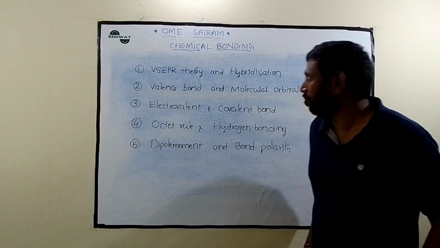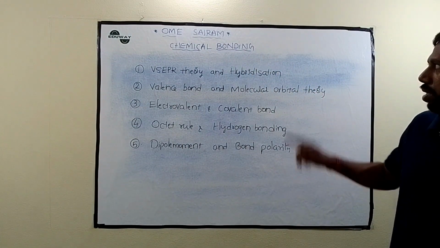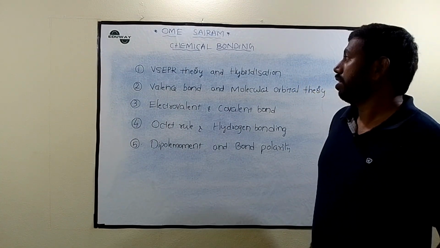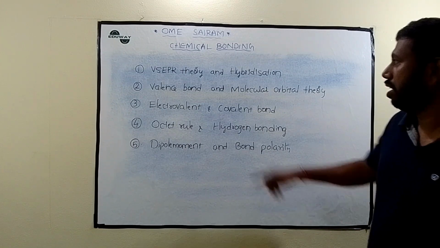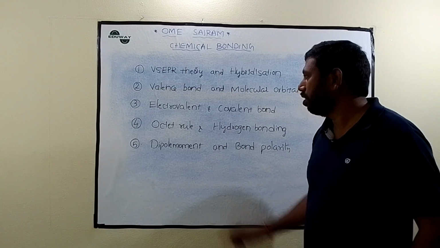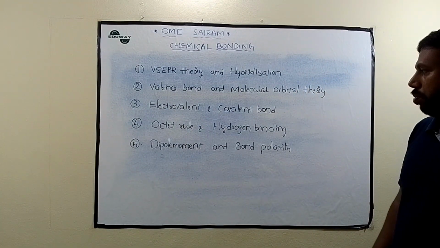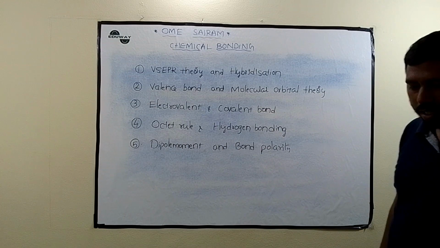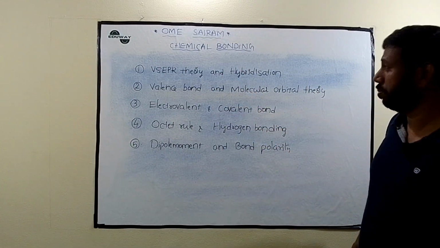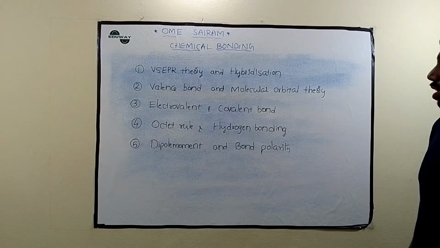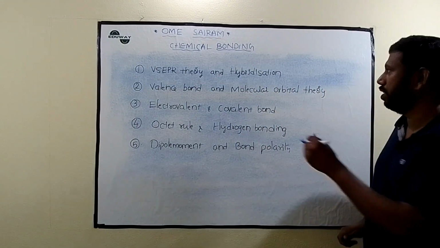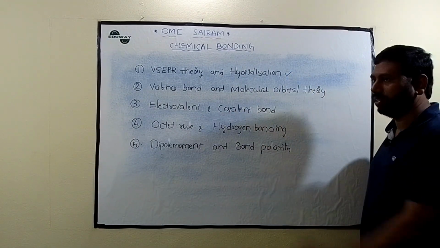Today I would like to discuss JEE Mains objective questions from chemical bonding. In chemical bonding, the major questions come from VSEPR theory and hybridization, valence bond and molecular orbital theory, electrovalent and covalent bond, octet rule and hydrogen bonding, dipole moment and bond polarity. The major questions come from the first two topics, VSEPR theory and hybridization, valence bond and molecular orbital theory. Now we discuss some questions from VSEPR theory and hybridization.